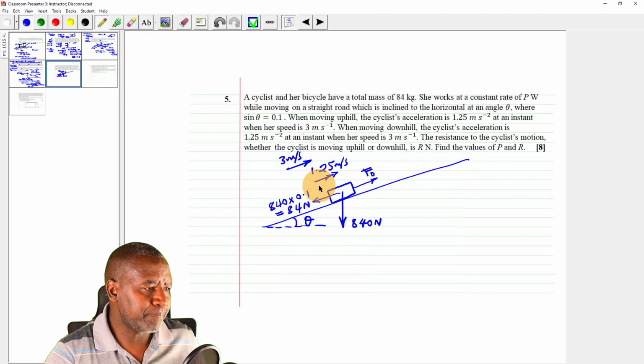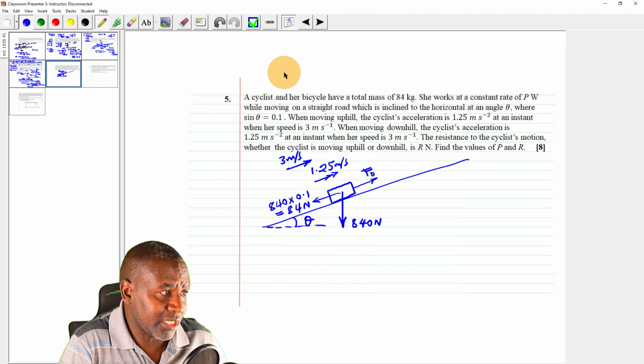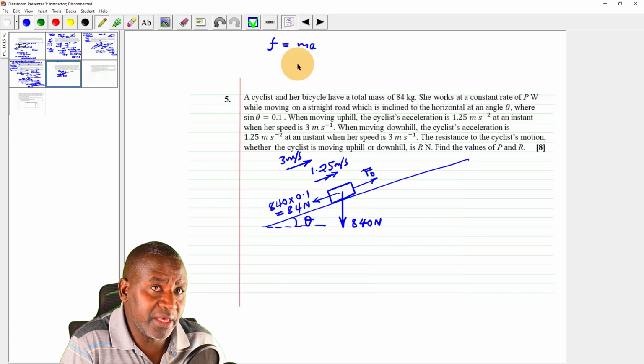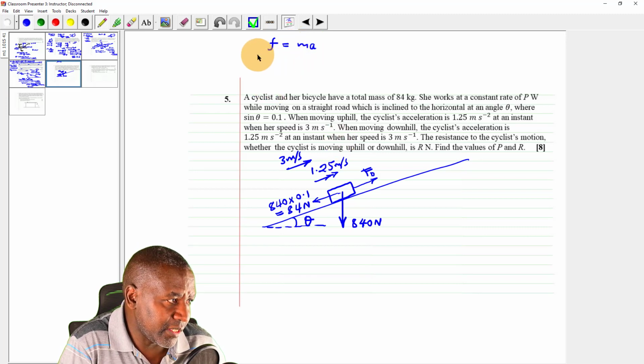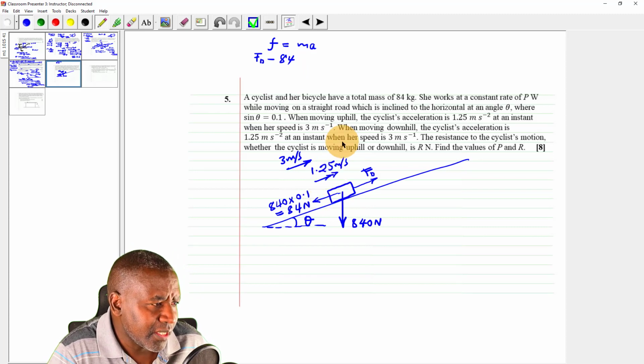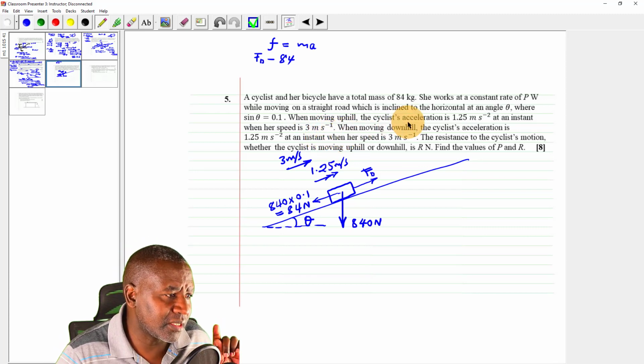What does this help me to calculate? I can calculate the acceleration at that point, because resultant force on the cyclist is equal to ma. Resultant force will be Fd minus Fr, which is 84, the component of the weight down the incline. Before I write down that expression, let me find out whether there is anything else which is asked for.